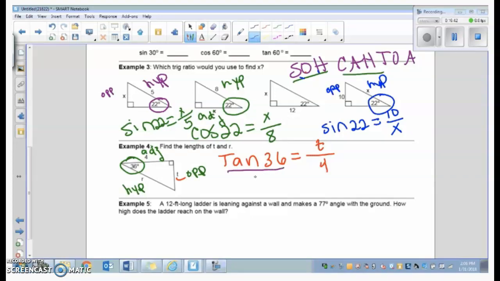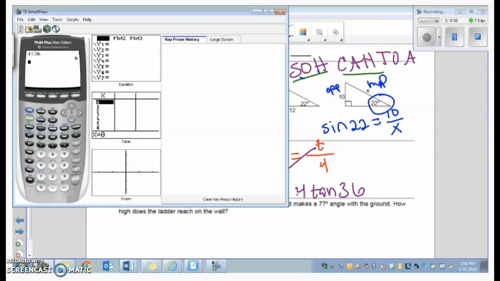And now you may be wondering, all right, Mr. Rowan, what do I do with this? And it turns out that tangent is actually just a number. So what we're going to do is we'll cross multiply. So 1 times t is t, and then 4 times the tangent of 36. We can actually just plug this into our calculator.